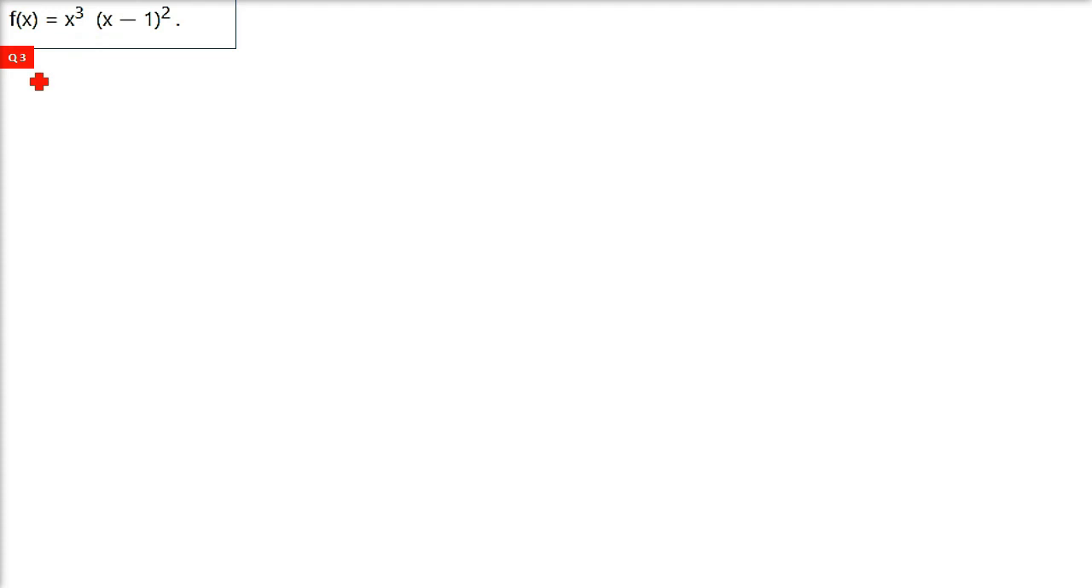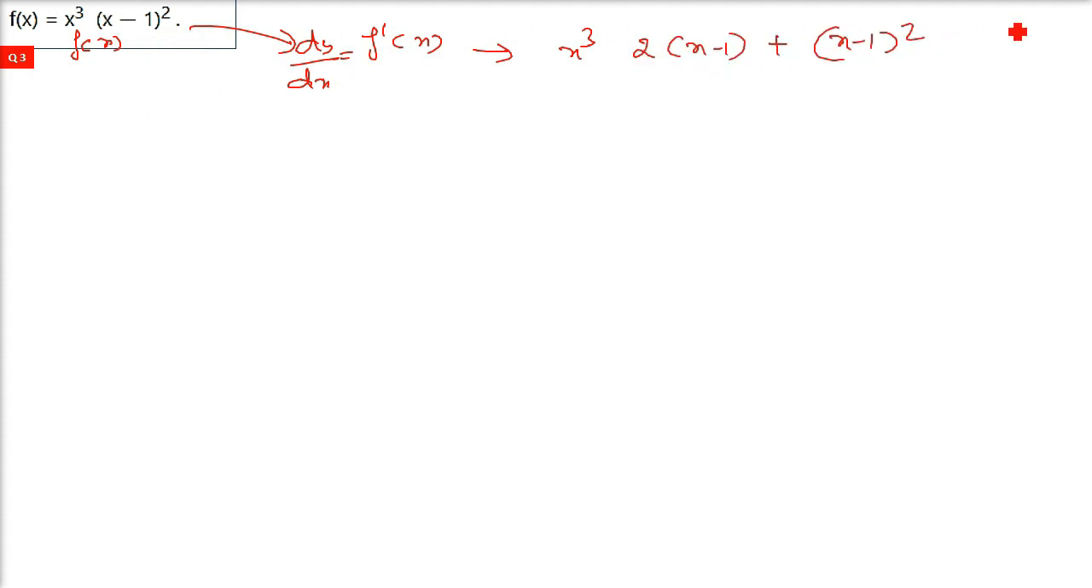So for this function x cube into x minus 1 whole square, same thing we have to do here. There is no change, no catch. Just differentiate this function, place it equal to 0. You get certain points, those are the critical points. Mark them on the number line and just find out plus, minus. So I am differentiating it right now using the product rule. First step in solving this kind of question is differentiation. That is the first derivative.